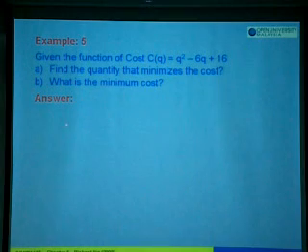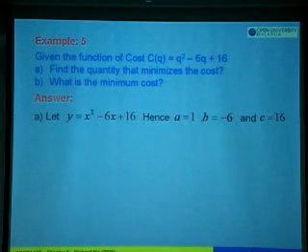Example 5. Given the function of cost C equal to Q square minus 6Q plus 16, we have to find the quantity that minimizes the cost. Alright? What is the minimum cost? Second question. Okay, let's look at question A. How to find the quantity that minimizes the cost. So let's say Y is equal to X square minus 6X plus 16. So we compare with AX square plus BX plus C. We will get A equals to 1, B equals to negative 6, and C equals to 16.